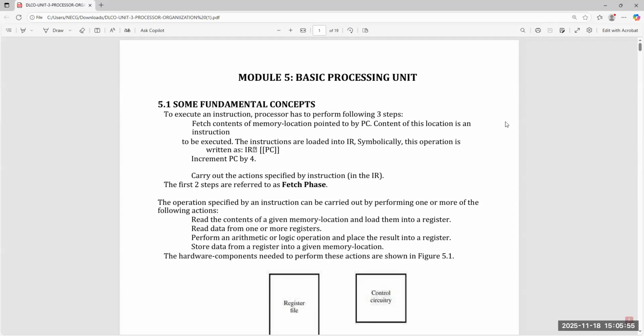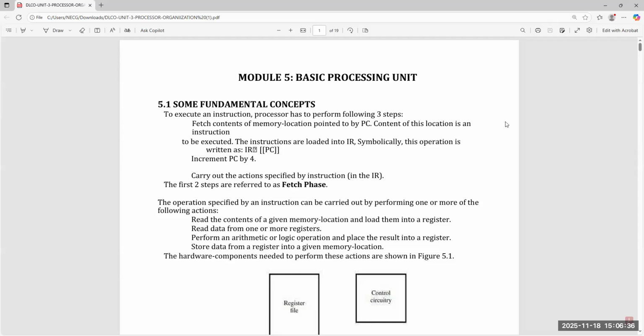Once the instruction is loaded into the IR, the program counter value is incremented by 1, or by 2, or by 3, whatever it may be. But here, the program counter value is incremented by 4. So, the first two steps are referred to as the fetch phase. Executing an instruction involves two phases: one is the fetch phase and the second is the execution phase.